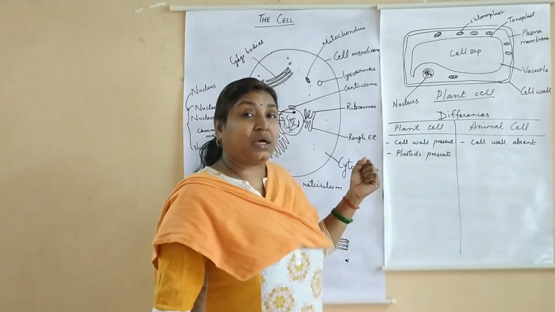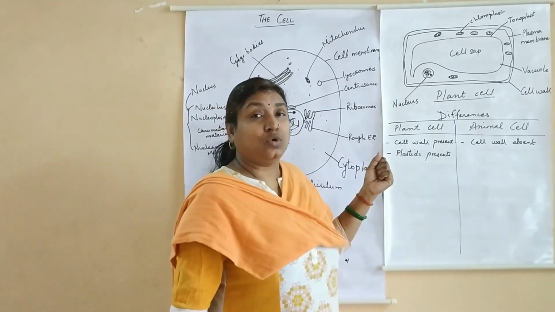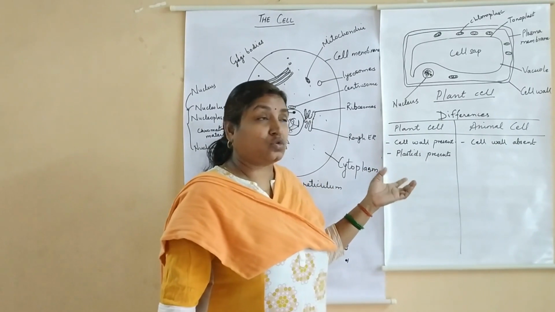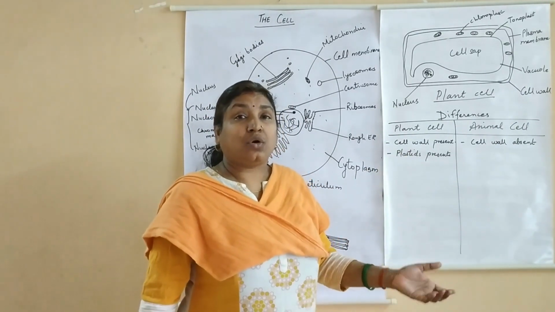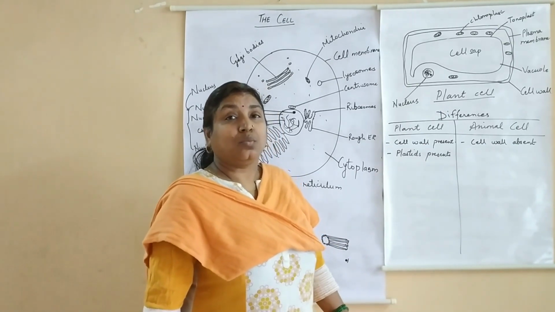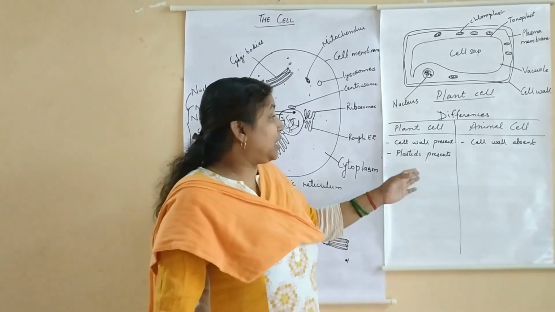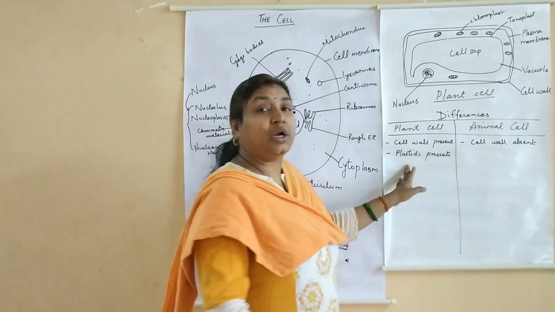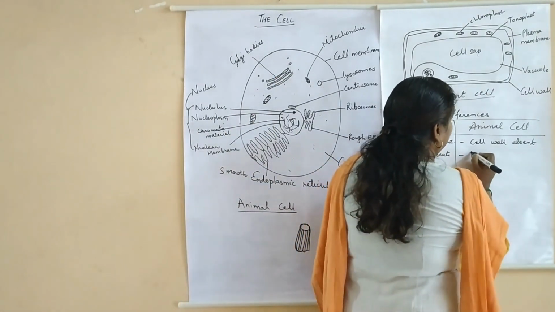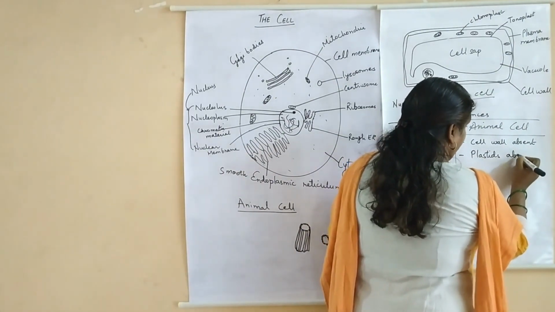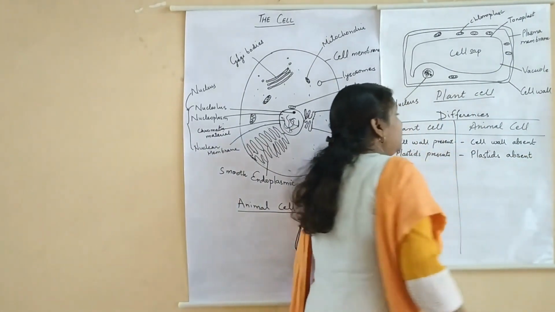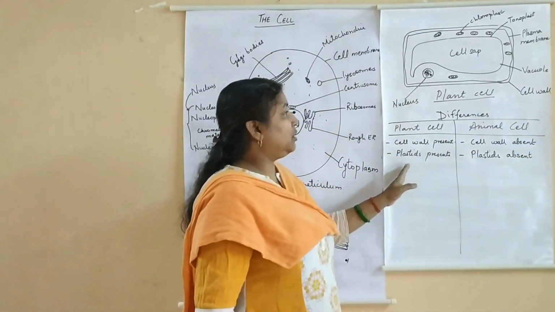And chromoplast. Chromoplast imparts bright colors to the flowers in order to attract insects for pollination. So all 3 plastids are present in plant cell, but they are absent in animal cell.